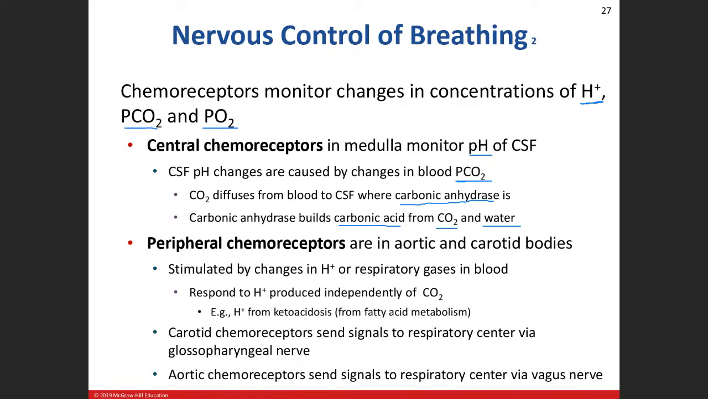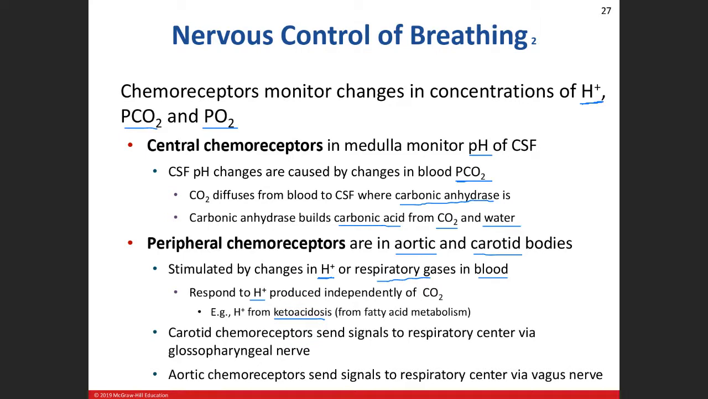Now the peripheral chemoreceptors, which are located in the arch of the aorta and the carotid bodies, which are located in the common carotid region there, have two possible chemicals that they monitor. Again, changes in levels of the hydrogen ion concentration and changes in levels of carbon dioxide and oxygen, or the respiratory gases that are present in our blood.